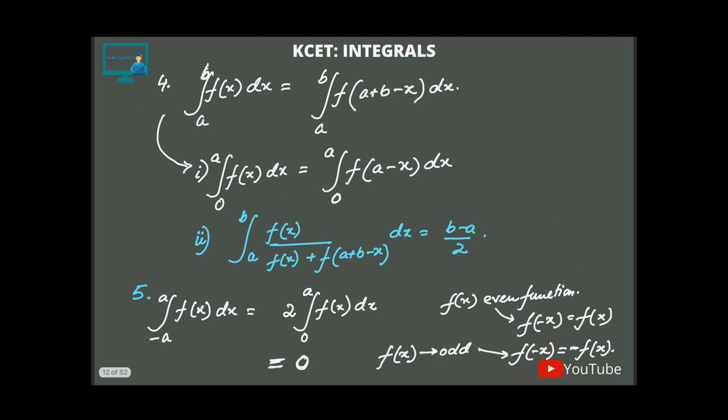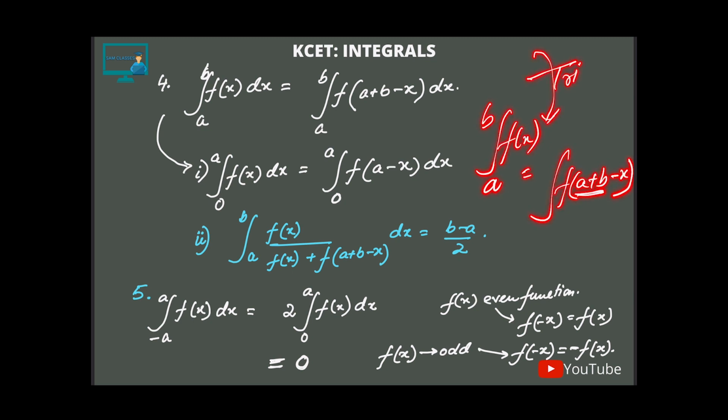Now this formula, again, is very important. Whenever we have the integration of a to b f(x) dx, this property is very important. What we can do is use it as f(top plus bottom minus x). Now understand this, it is very important for trigonometrical functions. Now how? Let's take an example.